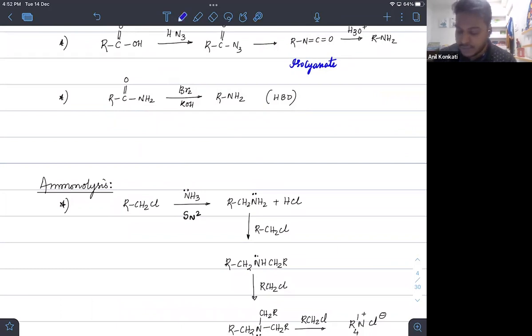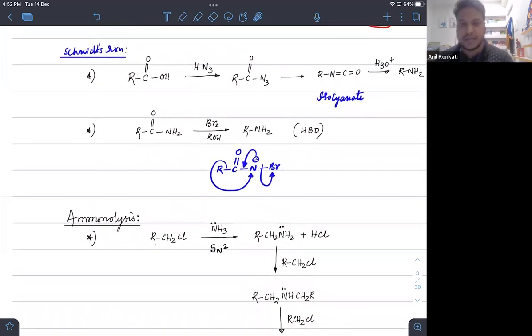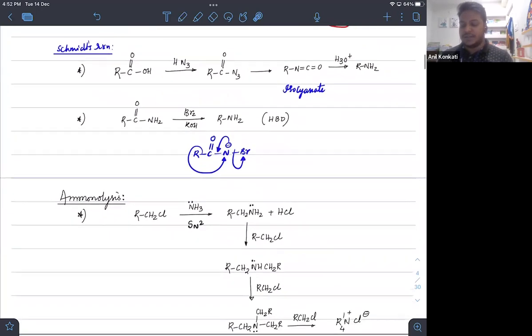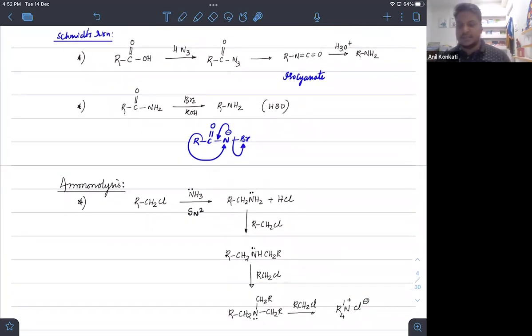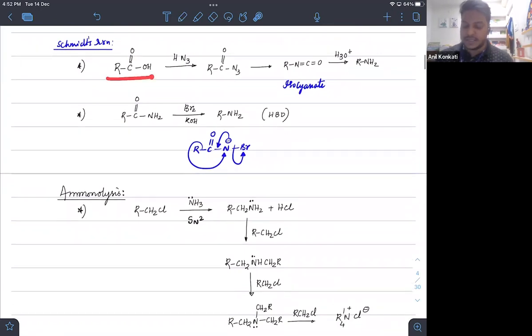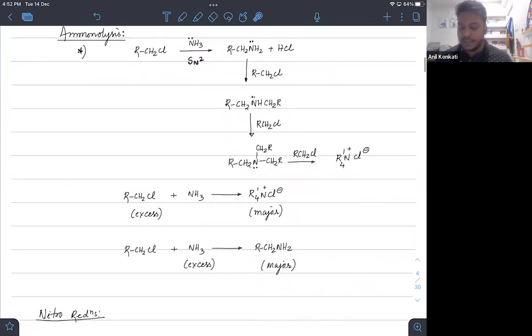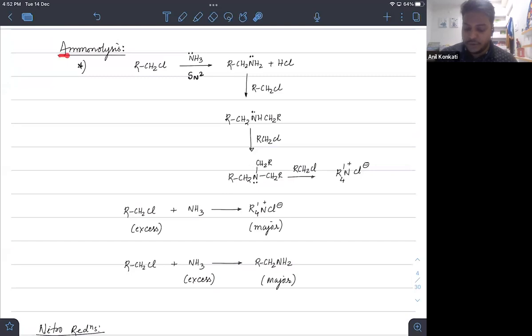We have seen this mechanism as well, where we will have an intermediate forming like this, RC double bond O with N minus and Br. And Br here is a leaving group and it would form an isocyanate this way. And that isocyanate on hydrolysis will again give RNH2. So this is also a step down reaction, one carbon less. And you can see acid reacting to give amines in both the cases. Clear? Right. Next, ammonolysis.